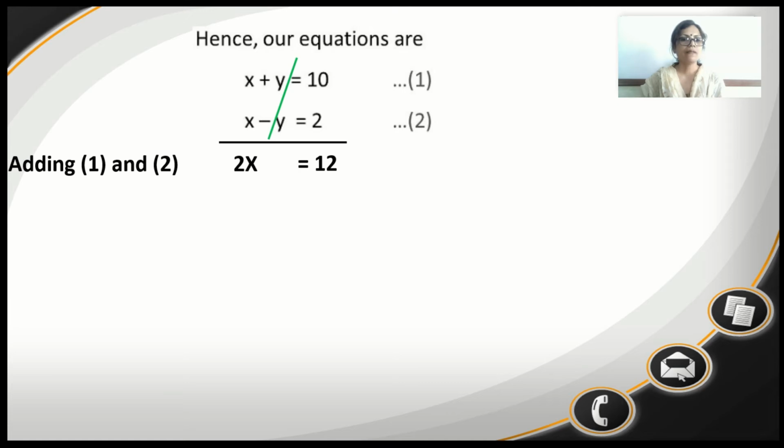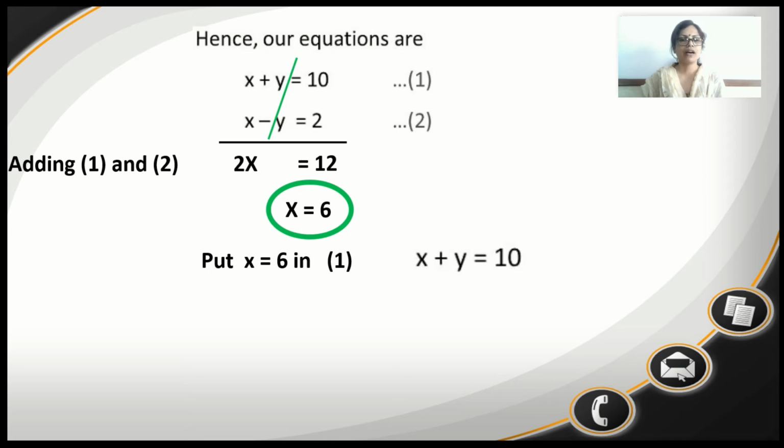That will give us the value of x. And so x is equal to 6. Now it's easy, you can find the value of y. So what will we do? Put the value of x in equation 1. And our equation 1 is x plus y is equal to 10. So we'll have 6 plus y is equal to 10, and therefore y is equal to 4.